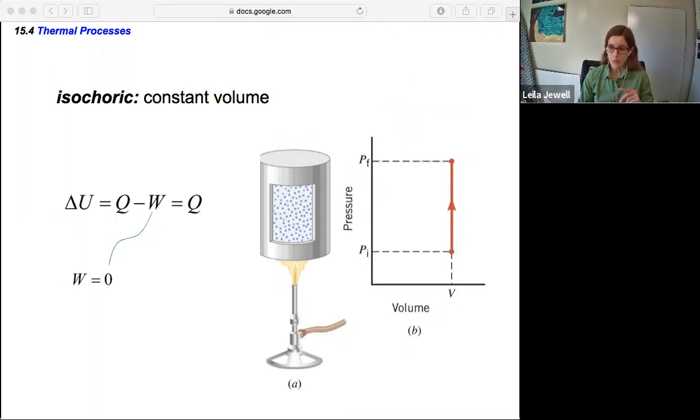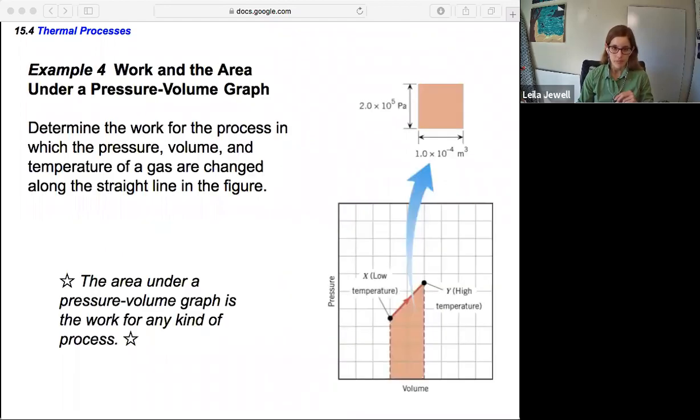All right, one more type of problem-solving technique that you can use is work as an area under a pressure volume graph. So determine the work for the process in which the pressure, volume, and temperature of a gas are changed along the straight line in the figure. So this isn't any of our special processes, but we can still get the work done, remembering this idea that the area under a pressure volume graph is the work for any kind of process.